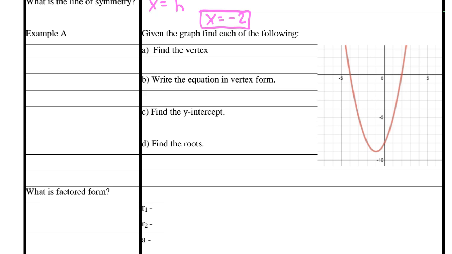Given the graph, find each of the following. A, find the vertex. The vertex is right here, and that looks like it's at (-1, -9). Part B, write the equation in vertex form. The vertex form is written over at the left, and remember your h and k values are your vertex, in order. H is the x value, k is your y value, so if you plug those into the equation, we have (x + 1) squared, and then plus k, so that'd be -9.